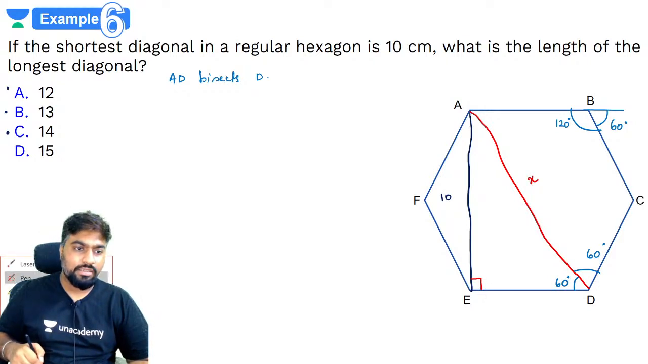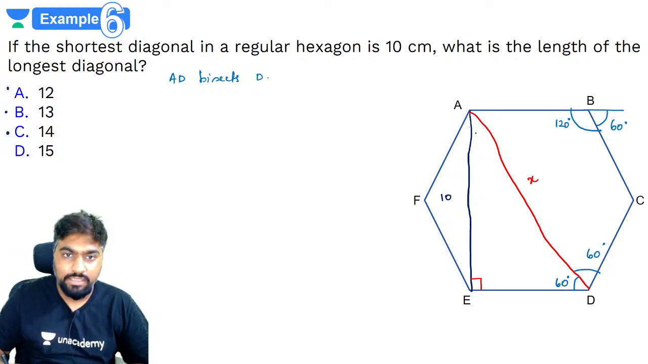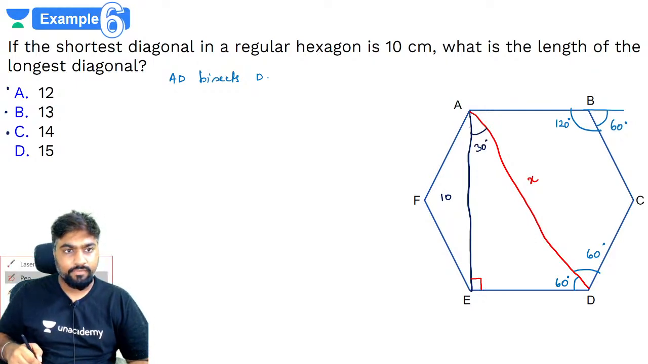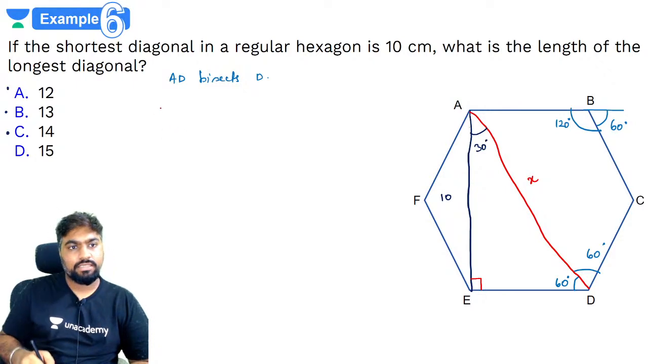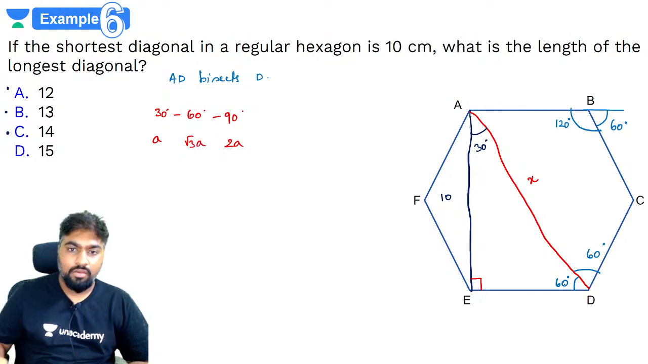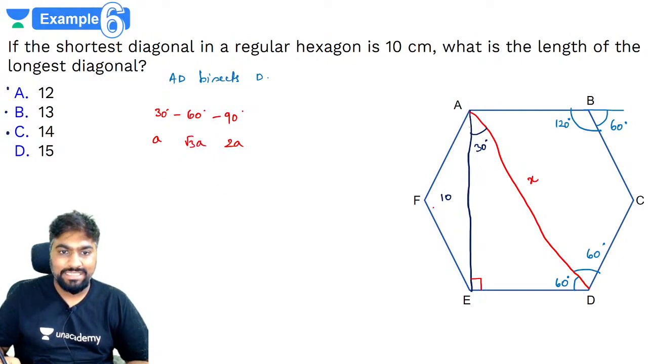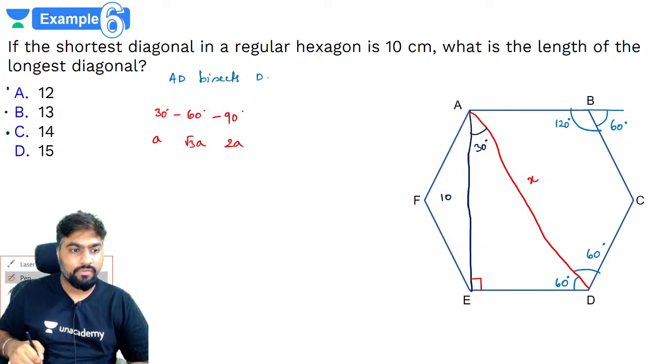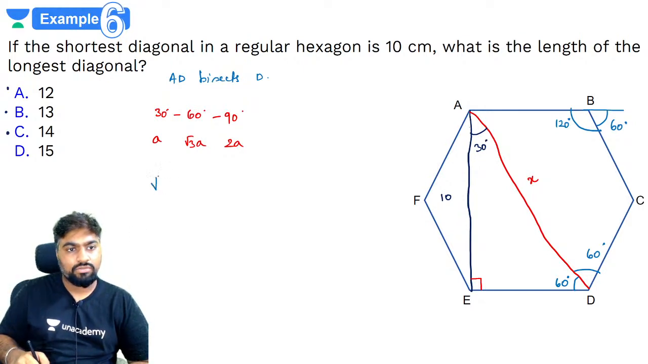That's all you need. So what is this triangle? This triangle is a 30, 60, 90 special triangle. Opposite to 30 is A, opposite to 90 is 2A, opposite to 60 is root 3A. You have opposite to 60 as 10. So root 3 times A is equal to 10.